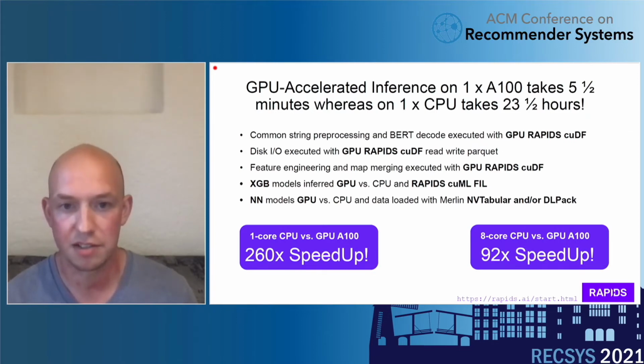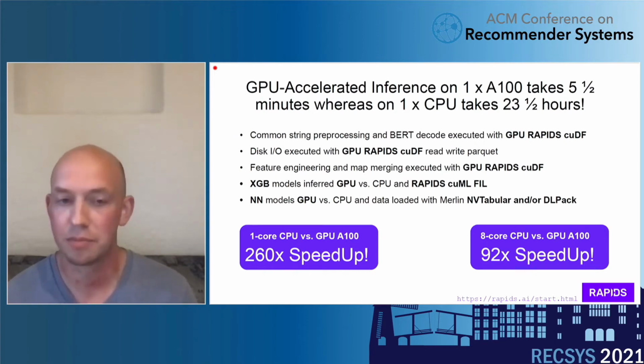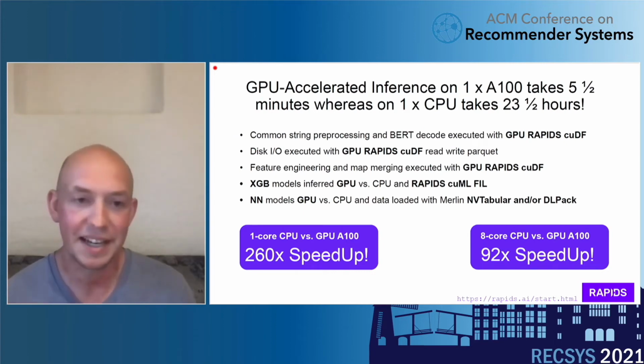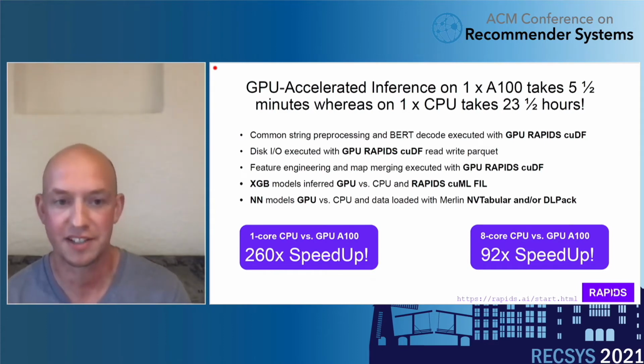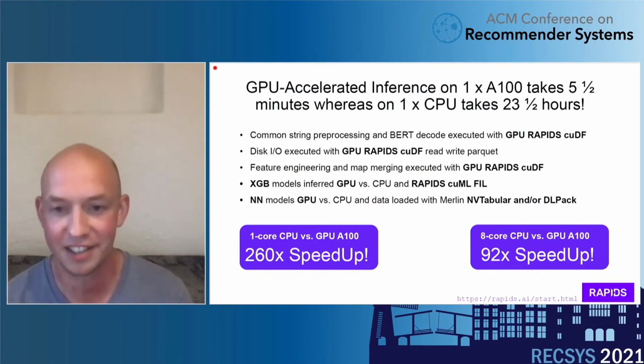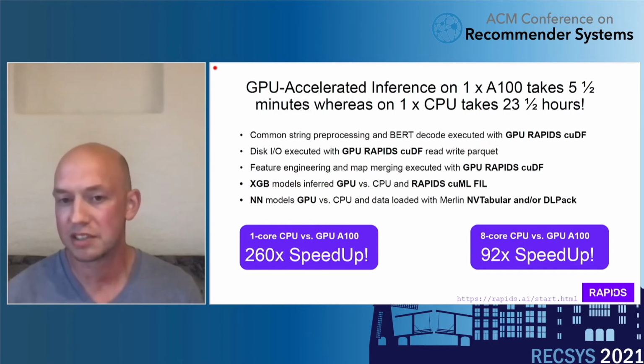XGBoost inference with a special library, a forest inference library, and the neural networks optimized. We even wrote an optimized embedding layer to make it faster. But this took us 3 days. It's not like we spent a huge team behind it in the end. It was really fast.